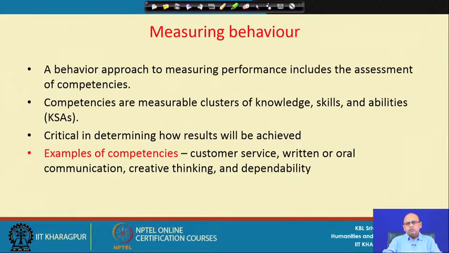These are some examples which could be related to different kinds of jobs. This is not something that is specific to a given job. What I mean to say here is that you also need to measure competencies to ensure that you are able to do your job well.